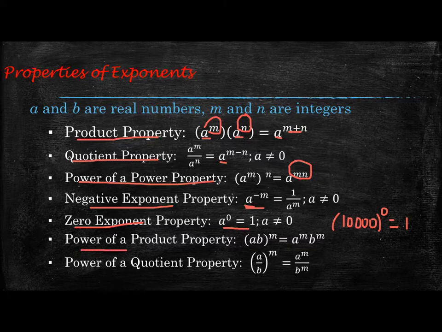The power of a product, this combines a couple. You just want to make sure that you distribute that power to both of your bases. So I'll have a to the m times b to the m. Power of a quotient, same thing. Make sure that you bring that exponent to both the numerator and the denominator. So you'll have a to the m over b to the m.